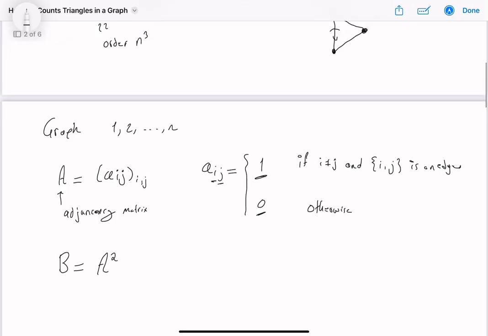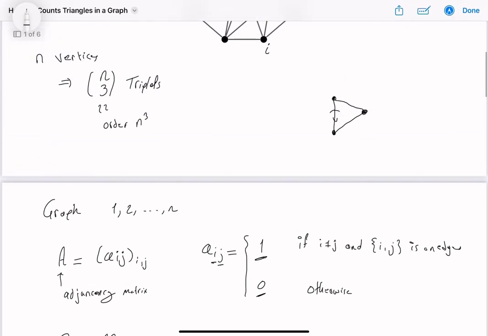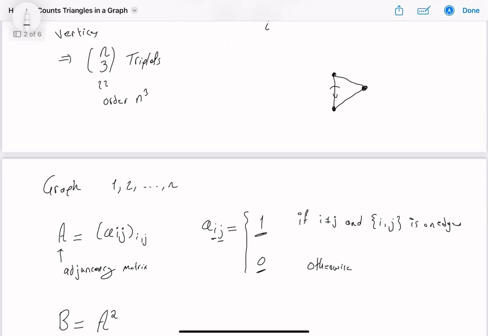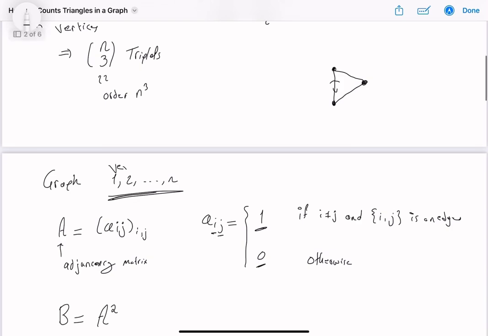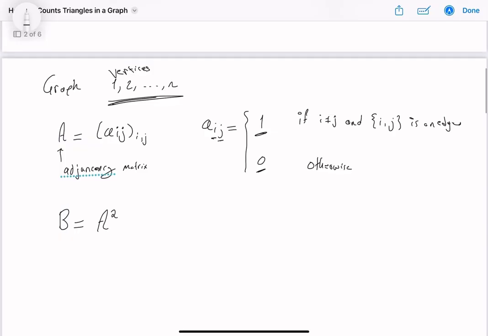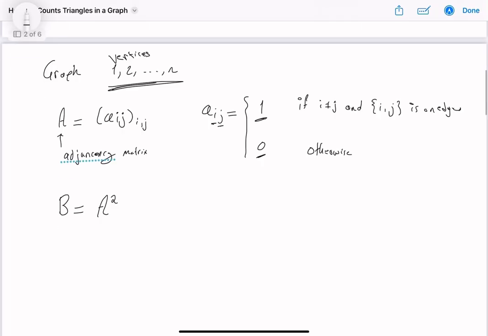In other words, we'll be able to know the number of triangles in a general graph formed of n vertices like this. So remember, these are the vertices. All right, so let's see how to do that. The observation is that the entries of A squared have meaning. It may look like a random operation that we're doing here. However, once we look at the entries of this matrix, we will see that they have meaning. So let's look at these entries.